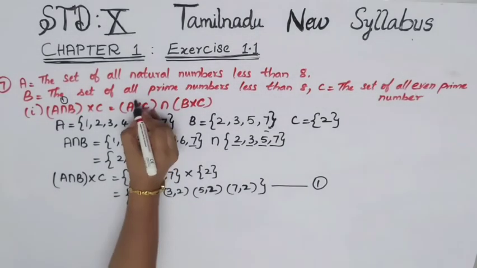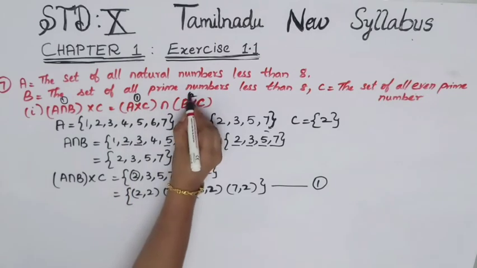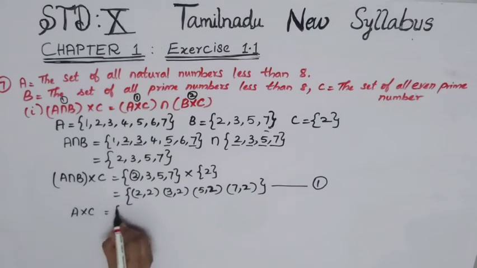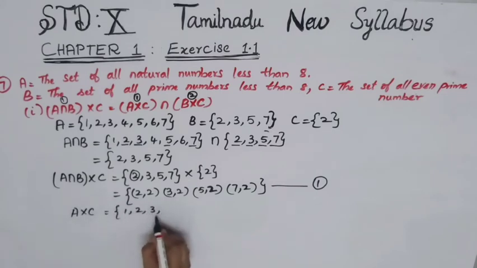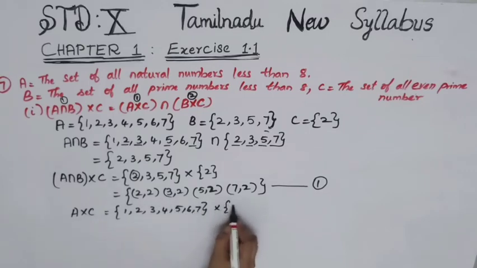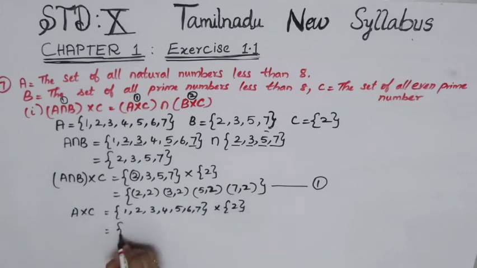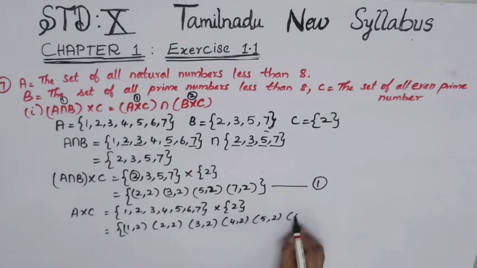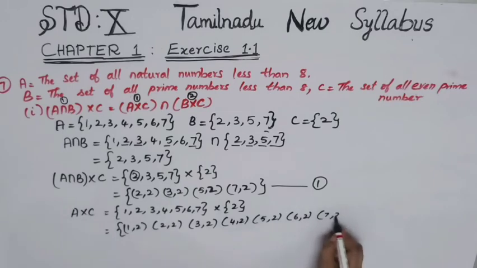Now going to our right hand side, A cross C is the first step, B cross C is the second step, then the intersection. So first we'll go to A cross C. A is nothing but 1, 2, 3, 4, 5, 6, 7. Cross C is 2. Writing the ordered pairs, joining all these elements with this 2: 1 comma 2, 2 comma 2, 3 comma 2, 4 comma 2, 5 comma 2, 6 comma 2, 7 comma 2. So you have completed it, and you can close the bracket.